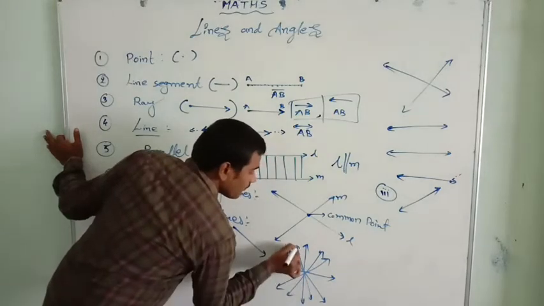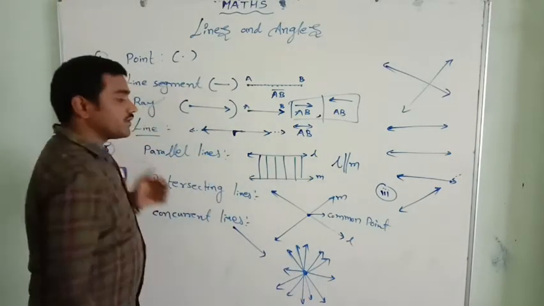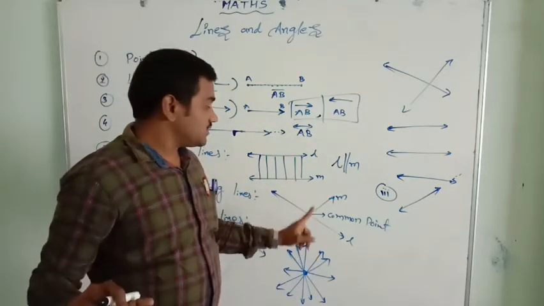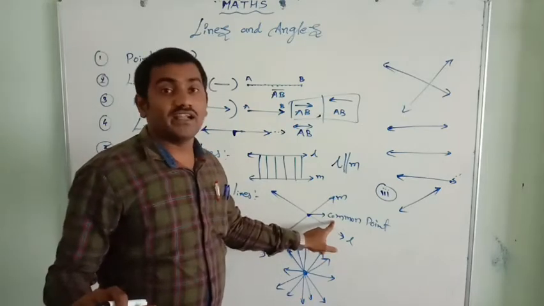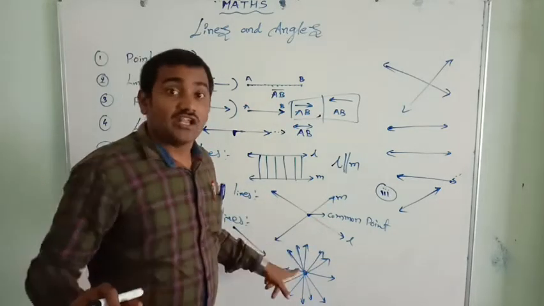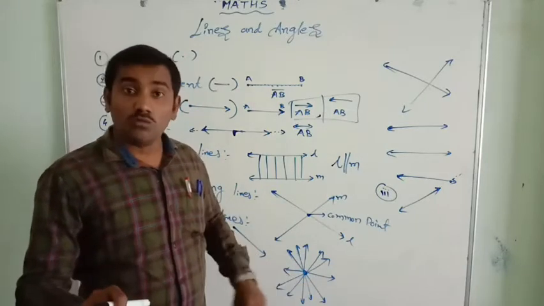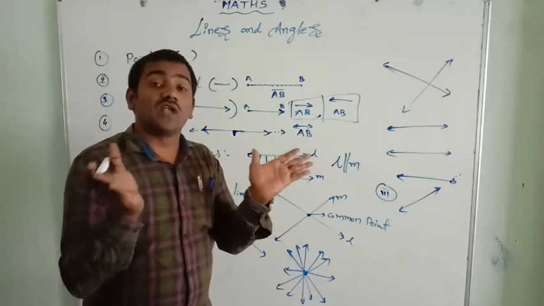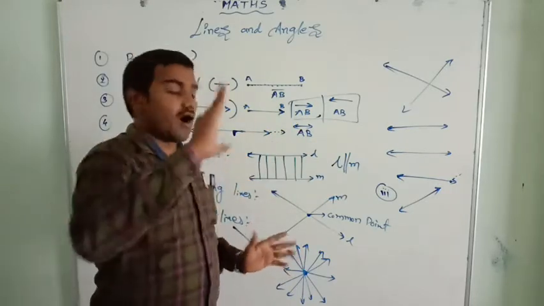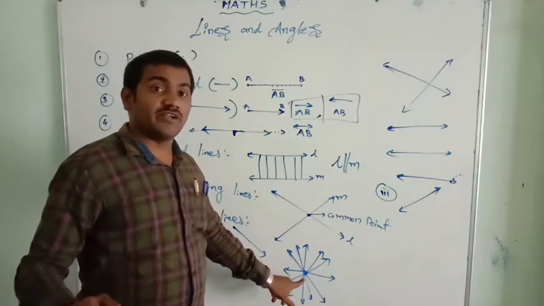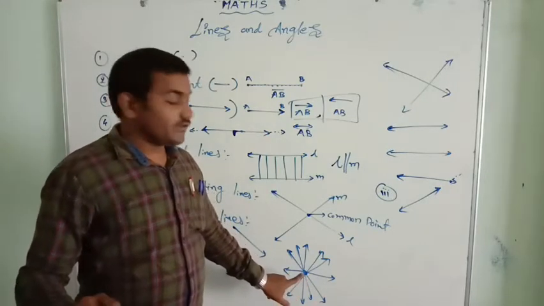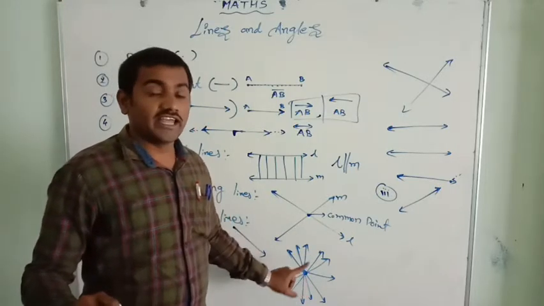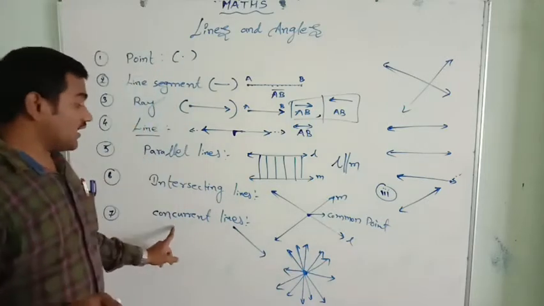See the figure? Yes. Here, if two lines have the same common point, that means if two lines have a common point, then the two lines are called intersecting lines. If more than two lines, it may be 3 lines or 4 or 5 or 6, have the same common point, if they have the same intersection point, then the lines are called concurrent lines.